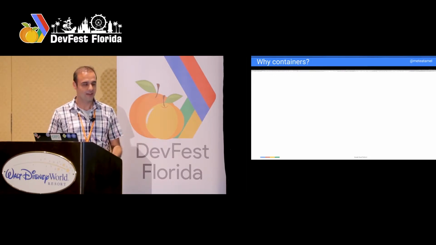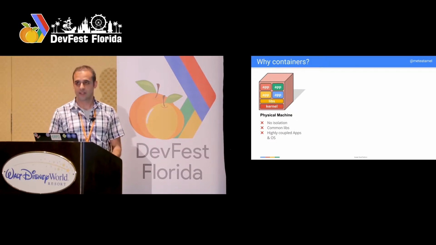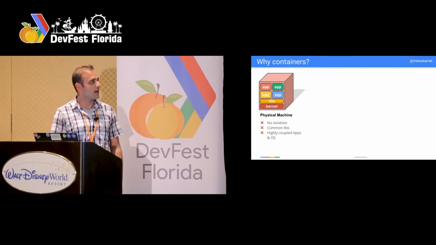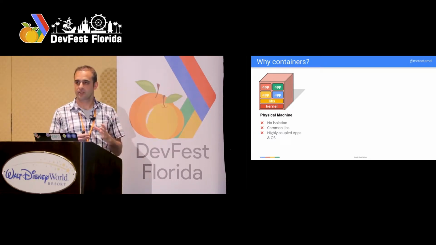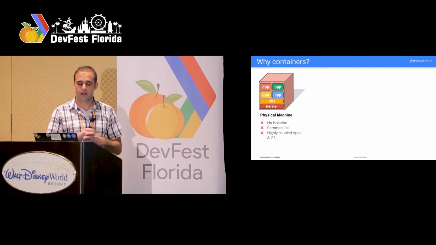And the reason why is that when you look at how we used to deploy software, it kind of looked like this before. First you had a physical machine, and then you would install the operating system, the kernel, on top. Then you would install a set of libraries that your applications need. And then you would install your applications on top of that, right? This model was simple: one machine, one operating system, one set of libraries.